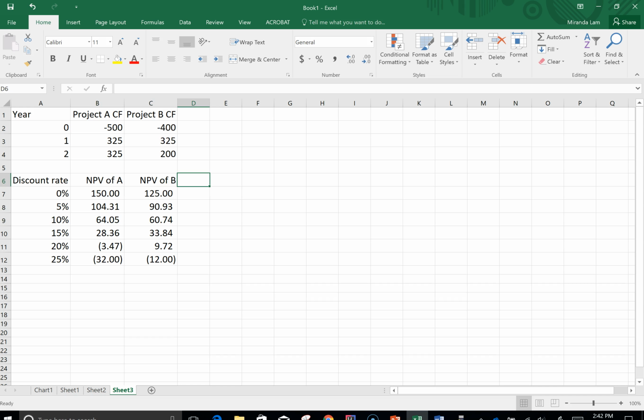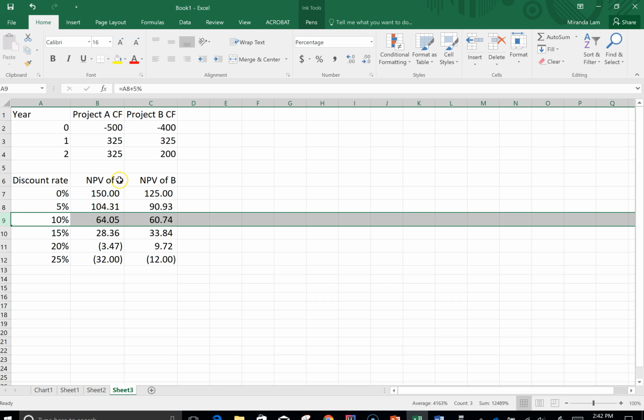So one of the things that you notice when you compute the net present value profile for project A and project B is that the decision based on net present value is not always the same. In fact, at the original discount rate of 10%, we saw that project A is a better project than project B because project A at 10% has a higher net present value than project B.